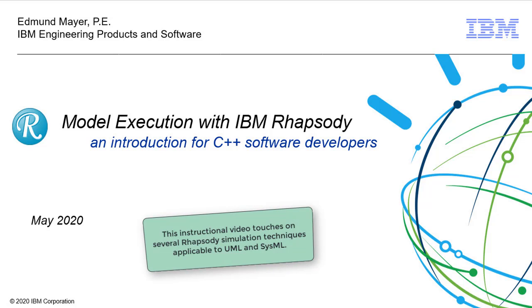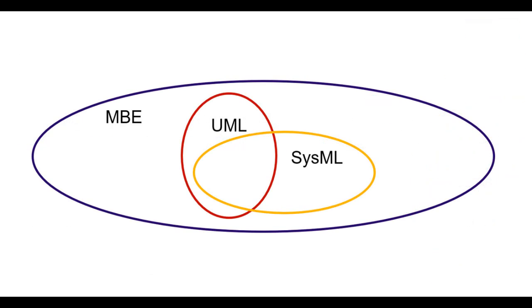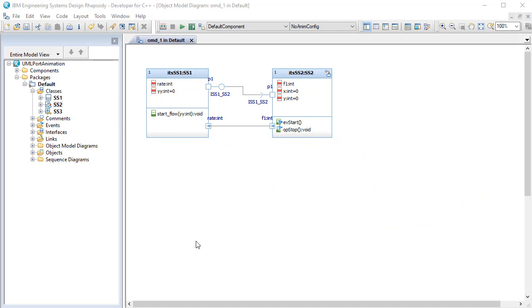Today, I will be showing model execution with Rhapsody. My focus is on UML and C++ code generation and how objects collaborate with one another. Rhapsody supports model execution for UML and SysML and other UML-based languages. The mechanics that we use in Rhapsody are the same regardless of which modeling language, or whether you're generating C, C++, Ada, or Java code from Rhapsody.